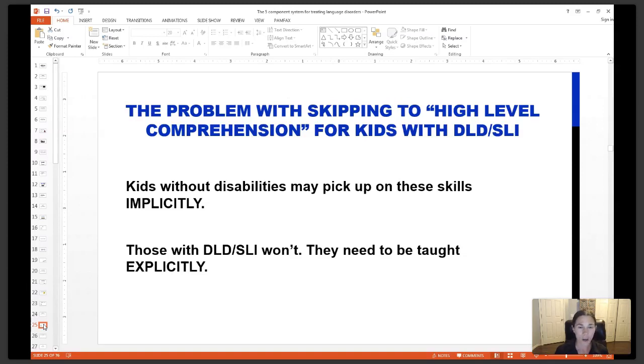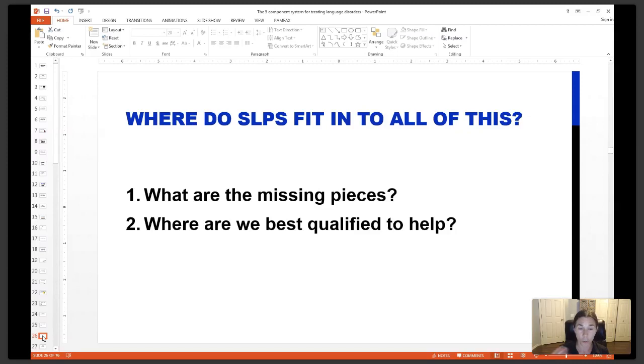And they need more direct, explicit attention to those skills, more so than teachers are able to give in the standard classrooms. And that is really essentially where we fit into all of this. So we want to ask ourselves, as a result of these findings, what are those missing pieces? And then where are we best qualified to help?